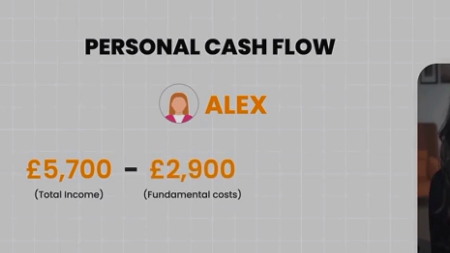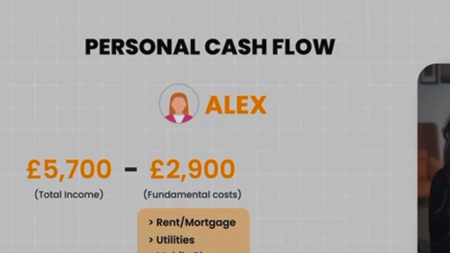Her fundamental costs include anything that is essential to her living. So these include recurring expenses like rent or mortgage, utilities, mobile phone, transportation and groceries, minimum debt payments, and in total, that should make up between 50 to 60% of your take-home pay. Once you have an accurate amount which reflects the total of your fundamental costs in any given month, in Alex's case, $2,900 a month, subtract that number from your take-home pay.